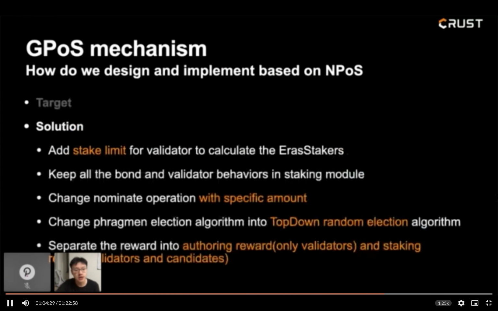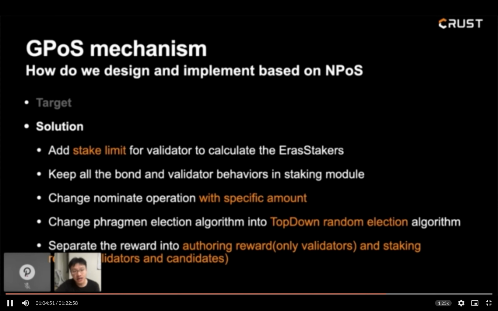So how do we do this? We change 6 parts of the MPOS mechanism. First of all, we add the stake limit for validators to calculate the era stakers, which is used to calculate the staking reward of validators and their guarantors.